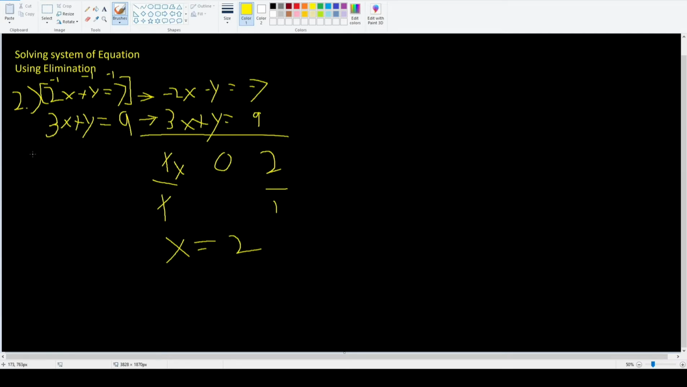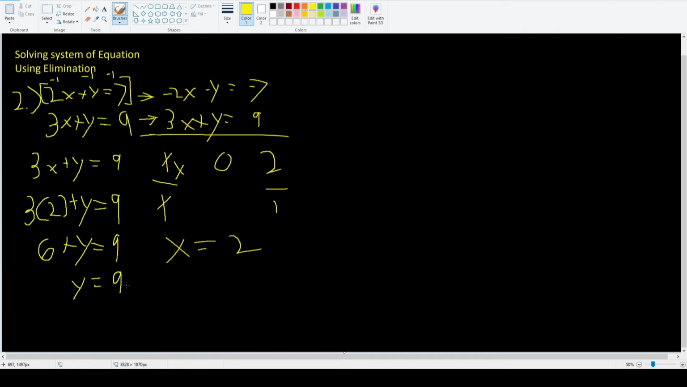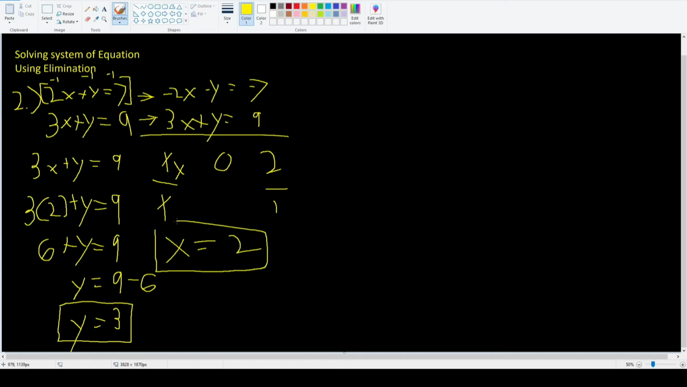And you take the bottom part, which is 3x plus y equals 9. Then, as we did before, it's the same thing. Substitute x with 2: 3 times 2 plus y equals 9, and then 6 plus y equals 9. Transpose: 9 minus 6, and then y equals 3. And so the answer is x equals 2 and y equals 3.